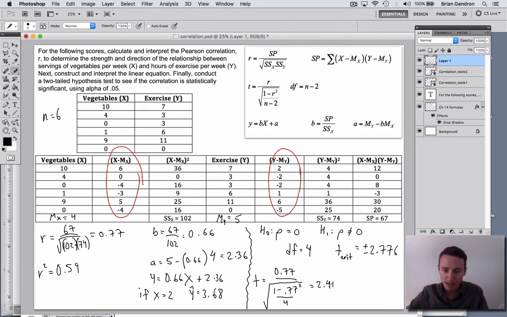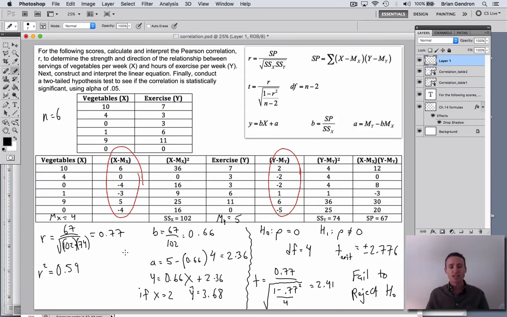2.41 is not in the critical region. In other words, it does not exceed 2.776. So our conclusion, therefore, is fail to reject H0. Essentially, what that means is that this data does not suggest there is a real population correlation. In other words, this correlation from our sample is probably just sampling error.